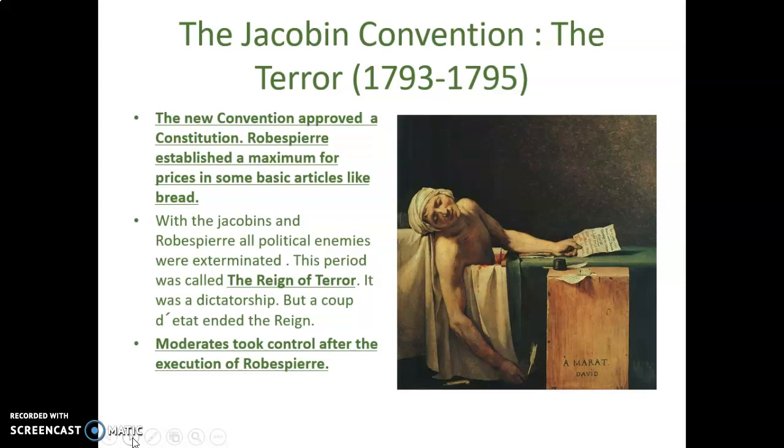And as you see, basically the new constitution's approved. Maximilien Robespierre establishes a maximum for prices in some basic articles like bread. With Jacobins and Robespierre, all political enemies were exterminated, meaning they were beheaded. This period is called the Reign of Terror. It was a dictatorship, but what's going to end this is a coup d'etat. Moderates took over the government, and they're going to execute Robespierre.